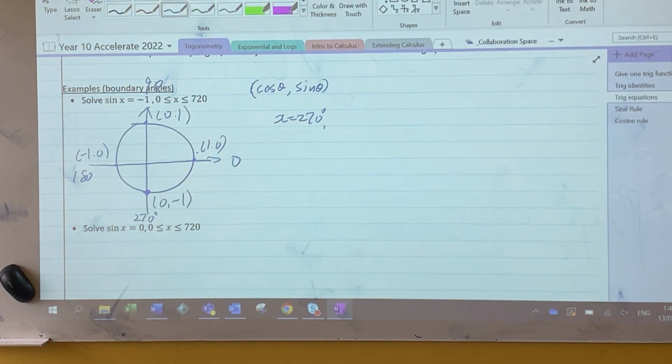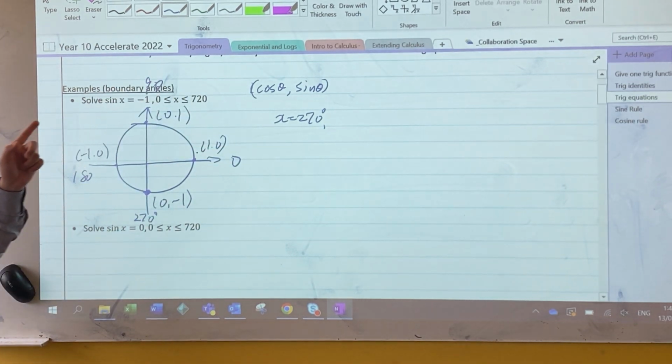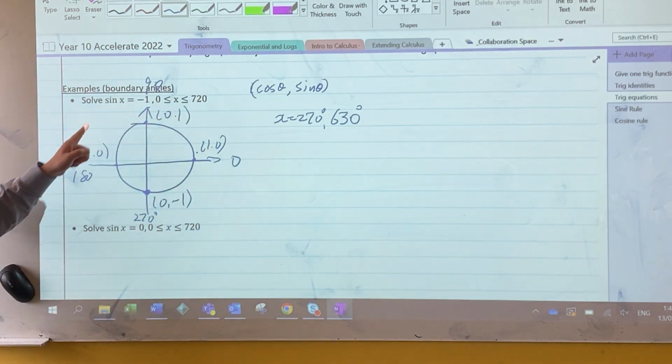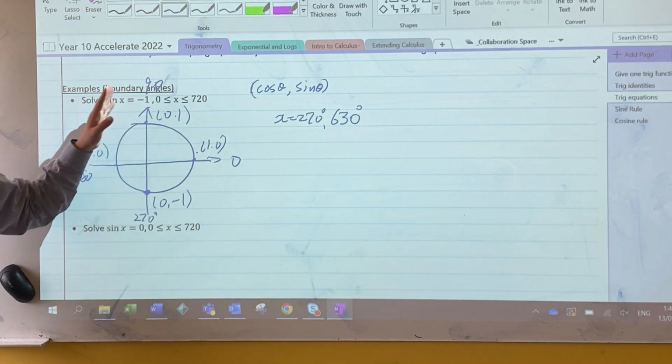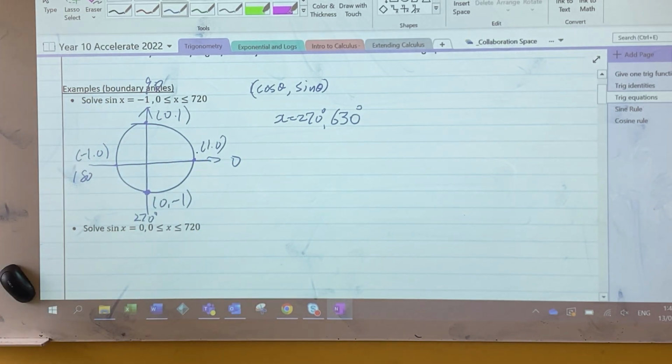Are there any other values? Yes. So what is it? Basically from 270, we just go around one more circle. So 270 plus 360, and the answer is 630. That's our two possible answers within this domain. Does it make sense? That was the unit circle perspective. Now I'm going to draw the sine graph perspective. Obviously you get the same answer, just looking at it from a different angle.